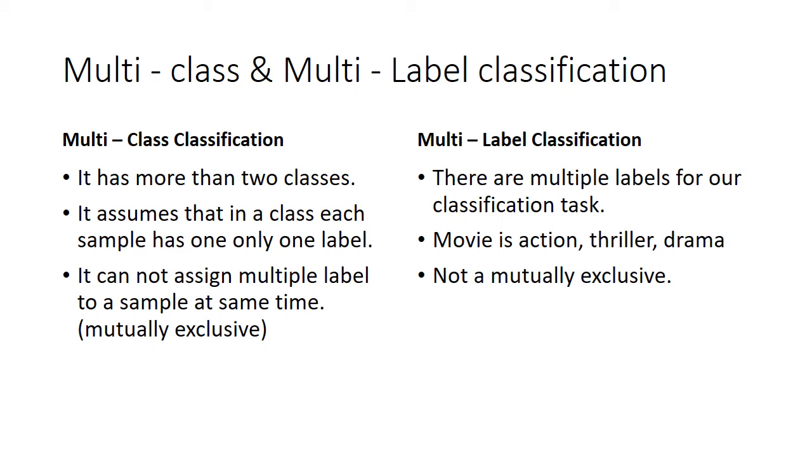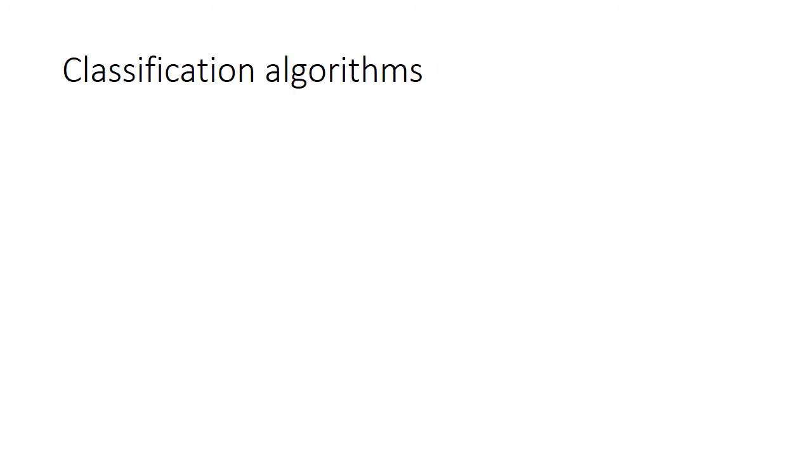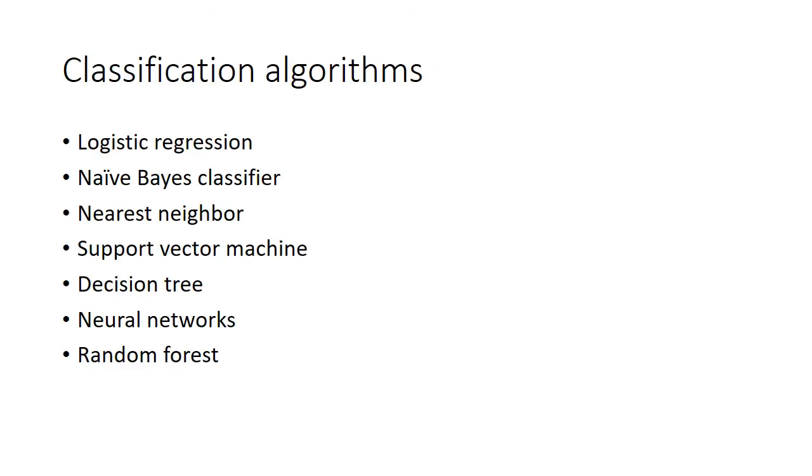Now let's see multi-label classification. There are multiple labels for the classification task. These labels are not mutually exclusive. For example, the movie Interstellar is a mystery and drama type of movie, so it has two labels at a time. This is multi-label classification. There are some algorithms listed below to perform the classification task.